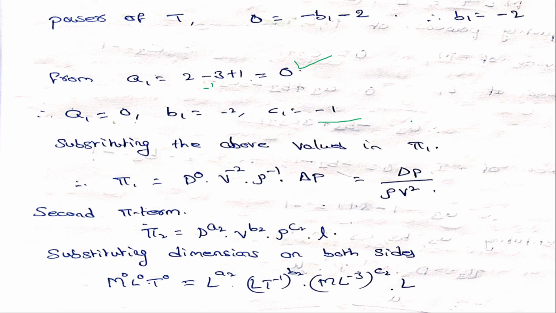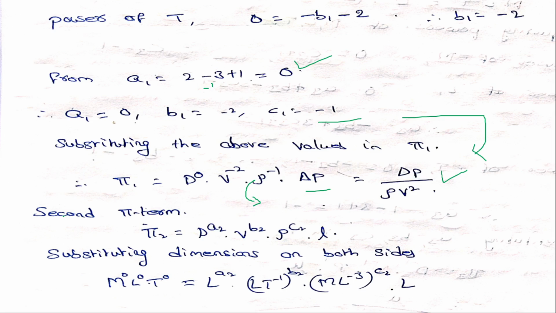Substituting the values in equation number pi 1, that is pi 1 is equal to d power 0 into v power minus 2 into rho to the power of minus 1 into delta p. So finally what will we get? Delta p divided by rho v square, because here rho power minus 1 is there, it will come into the denominator, that is rho into v square.